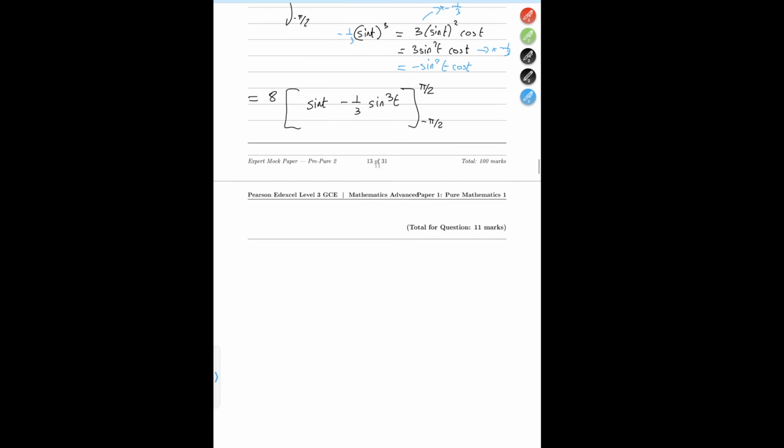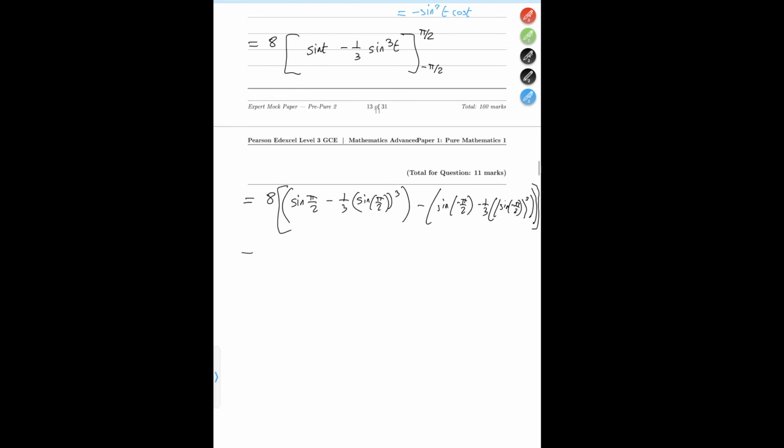So now what we can do is just substitute our values in to get sine of pi over 2 minus a third sine of pi over 2 cubed, and then minus sine of minus pi over 2 minus a third sine of minus pi over 2 cubed. I believe that should be fine. And then close the whole bracket and close this big bracket there.